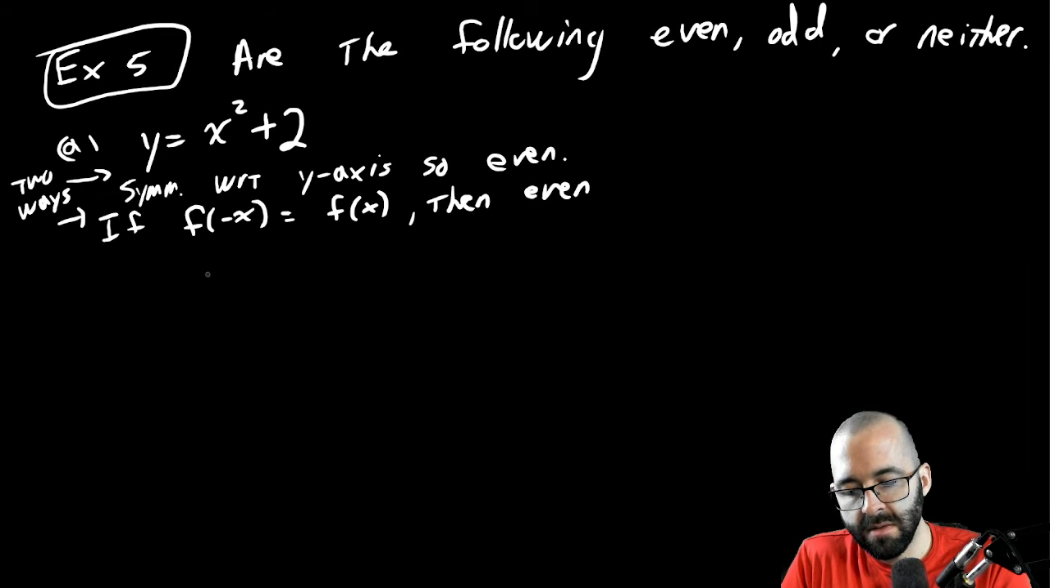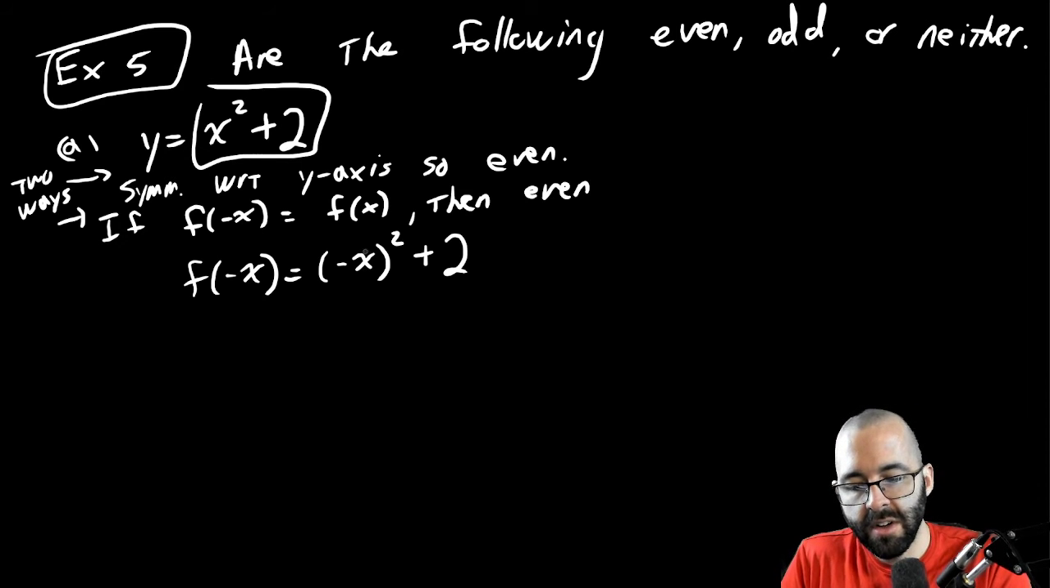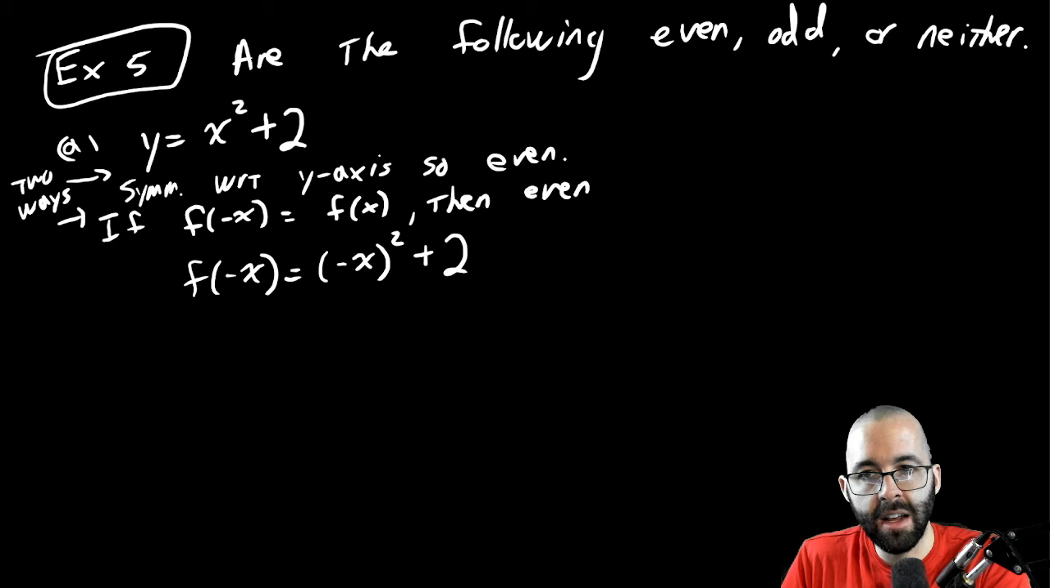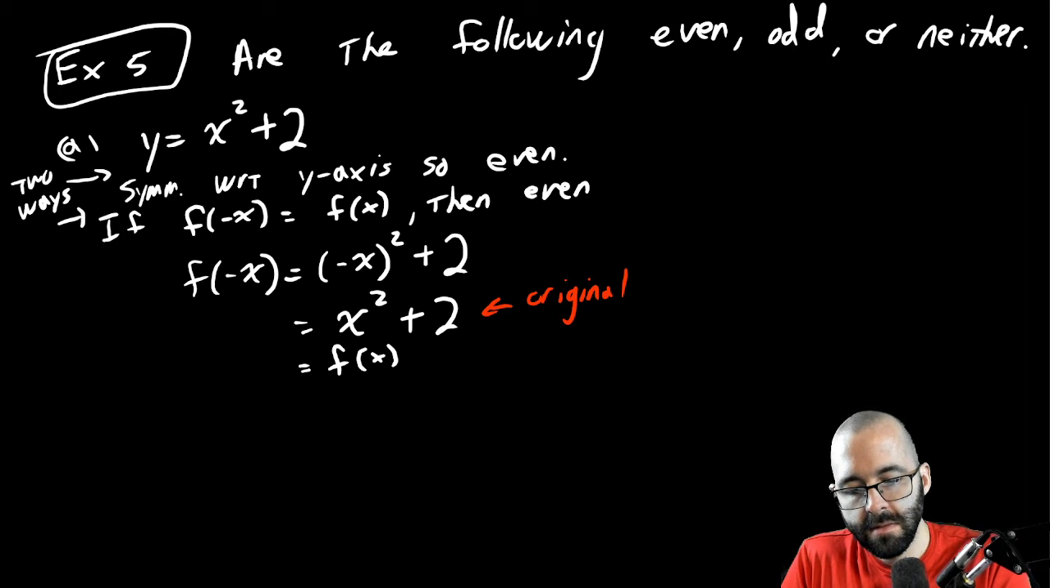Take the original function, replace all the x's with negative x's, and simplify. Original function, x's are replaced with negative x's. Negative x times negative x is positive x squared. Ah, that is the original function. Right? It's the original function. That's another way of seeing that it's even. Let's do another one.